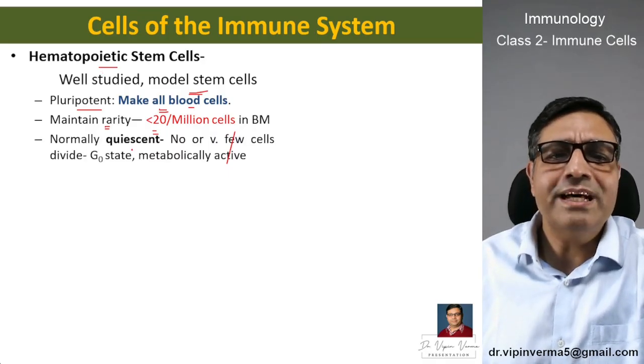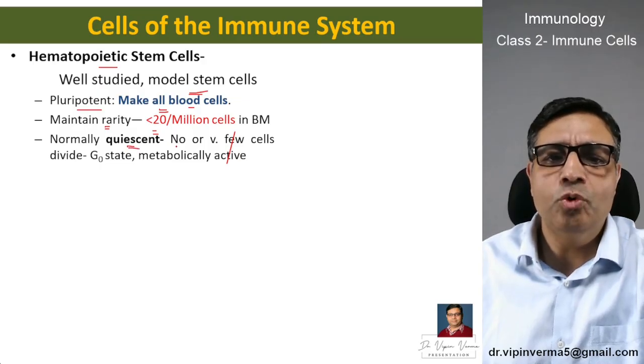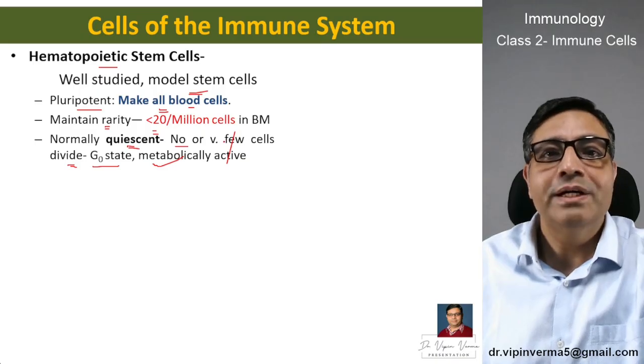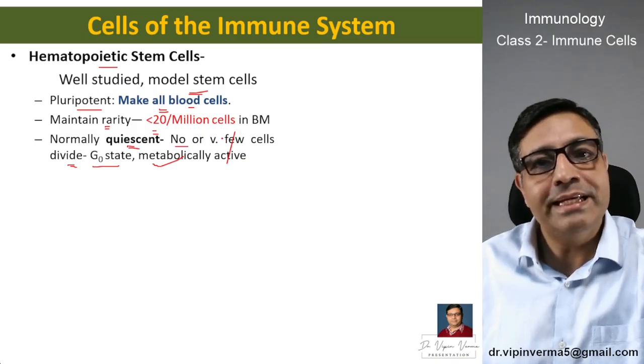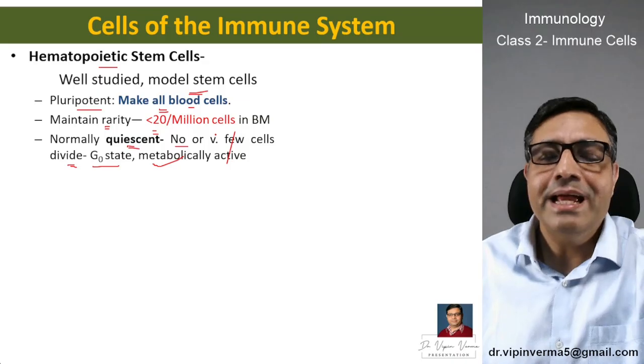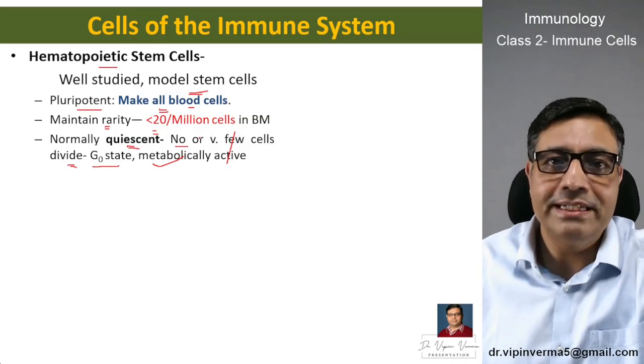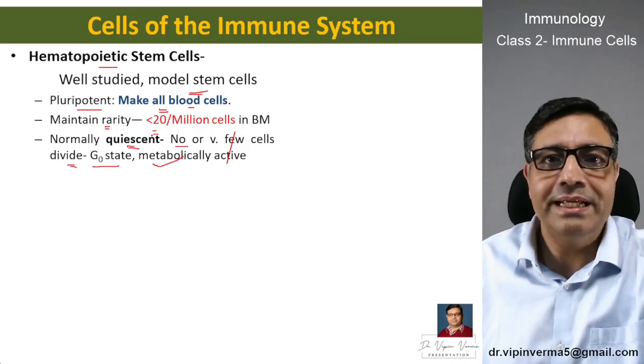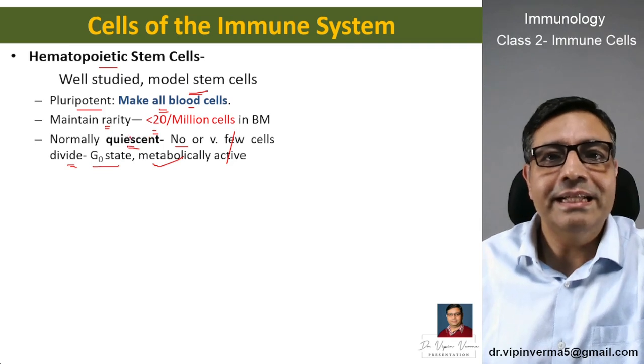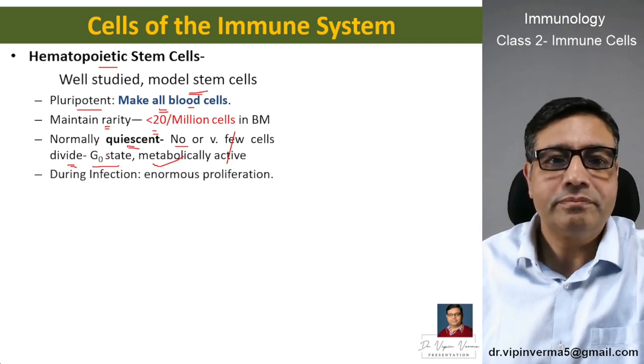Now, normally they are quiescent. Quiescent means dormant. They show either no or very few cell divisions. They remain in the G naught state, but they are metabolically active. Although the activity is low, they are metabolically active. And very few cells divide, okay, because they have to maintain their rarity and they have to self renew.